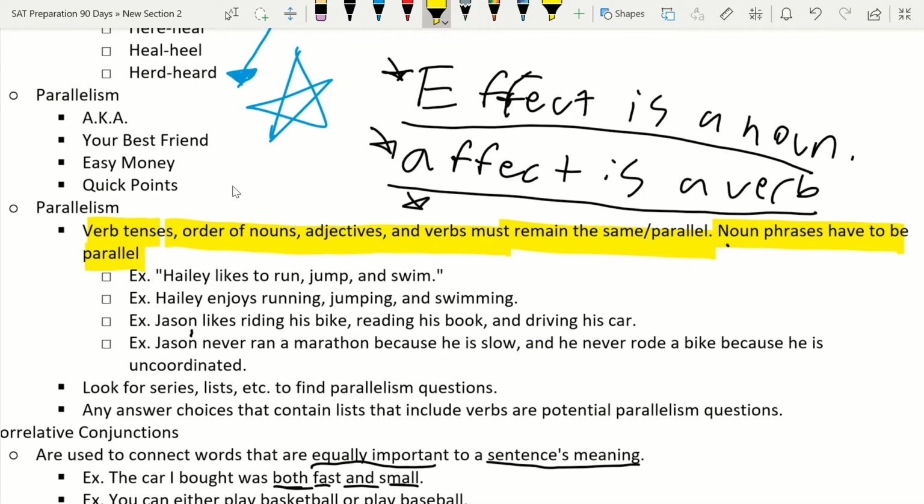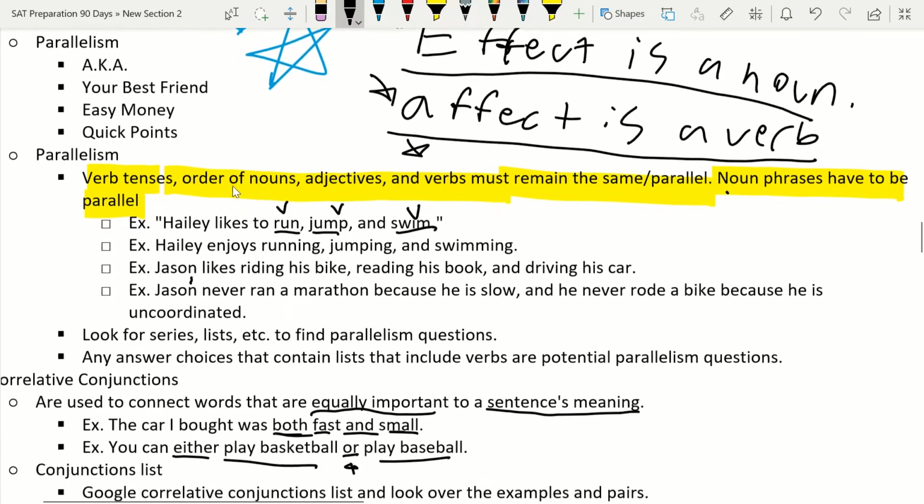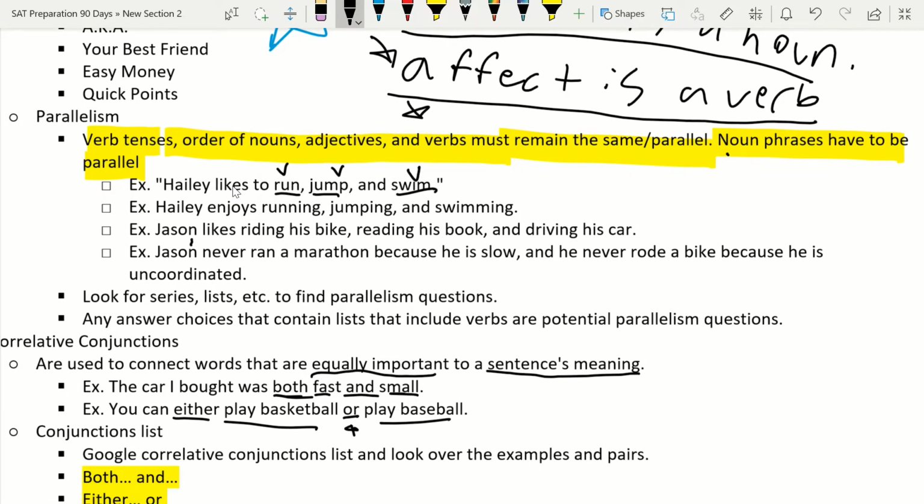So we have Haley likes to run, jump, and swim. So what part of this is parallelism? Well, if we look at our verbs, they are all in the same tense, right? Same tense and same number. We have Haley likes to run, jump, and swim. So the parallelism there is run, comma, jump, comma, and swim. That's our parallelism there. Next, we have Haley enjoys running, jumping, and biking. Our parallelism there is going to be running, jumping, and biking.